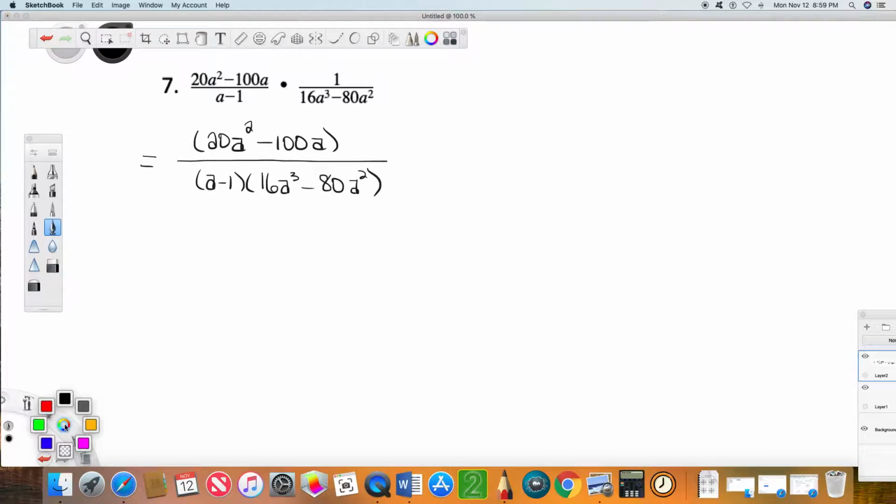So let's do that. This 20a squared minus 100a. Let's write 20a squared as 20a times a. And let's write 100a as 20a times 5. And now you can see that a 20a is common to both terms. And I have 20a times a minus 5.